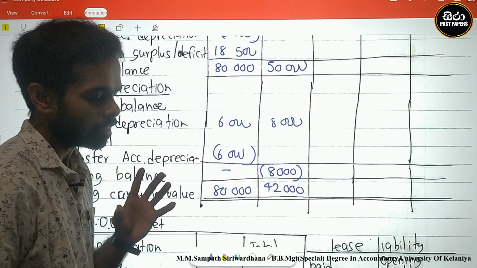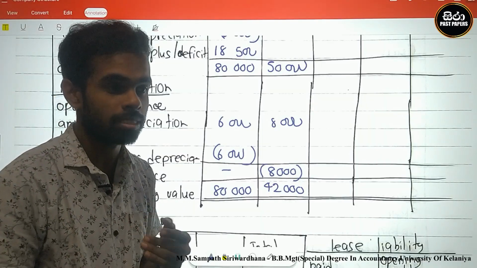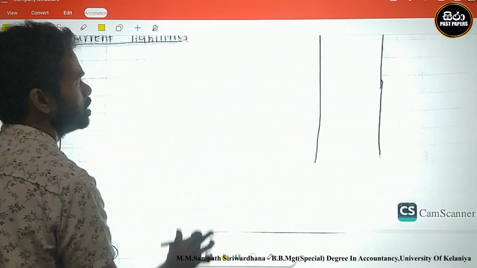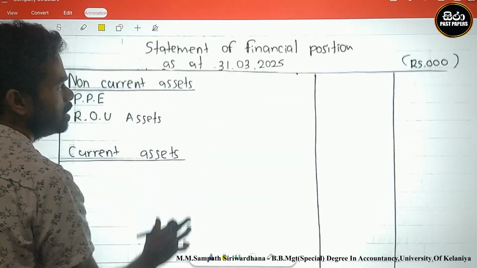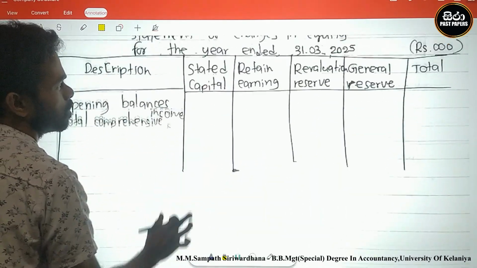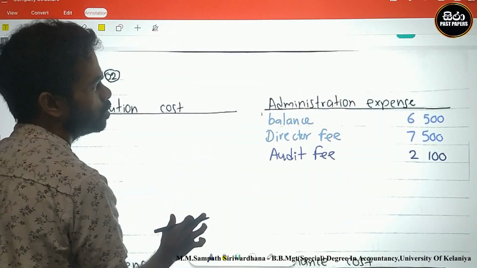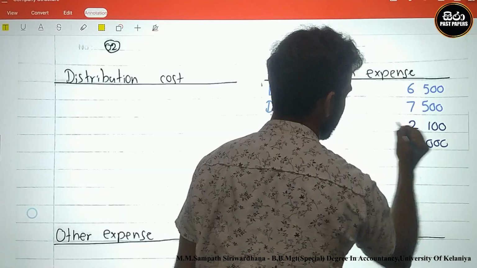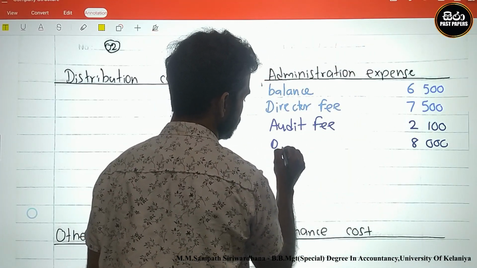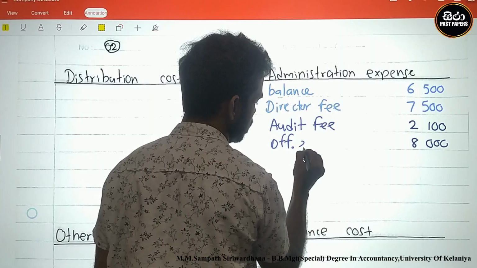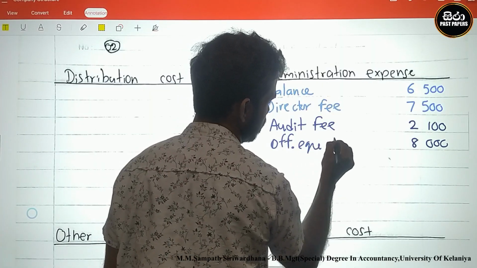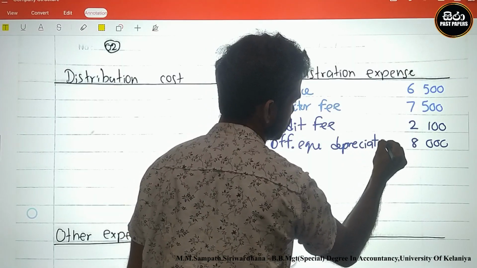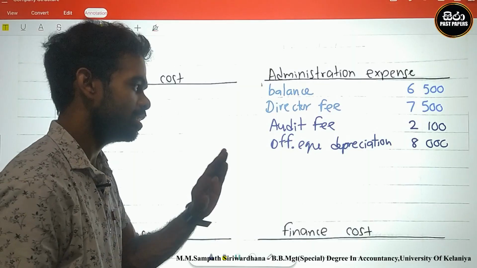After that, we must identify the annual depreciation as an expense in administration expense. 8,000 is the annual depreciation for office equipment. Where is this related to? Administration expense. Therefore, I go to the administration expense, and 8,000 should be added to office equipment depreciation.